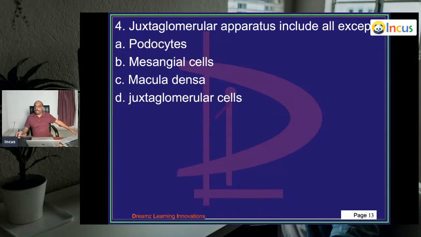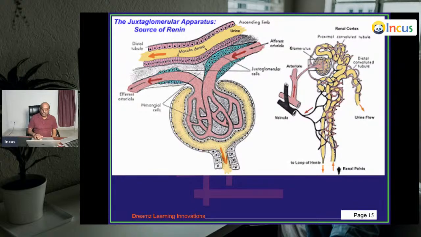Juxtaglomerular apparatus, what does it include? The mesangial cells, macula densa, and juxtaglomerular cells. So you have to be very, very sure about the structure of this juxtaglomerular apparatus. Good to see Anil, Joshi, and many more who are all online.